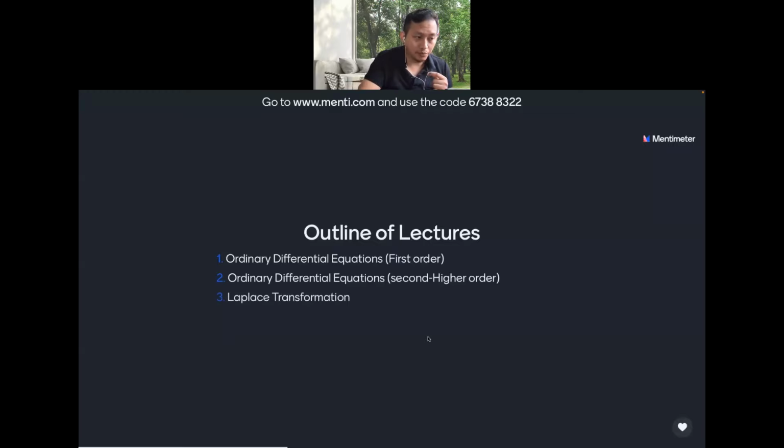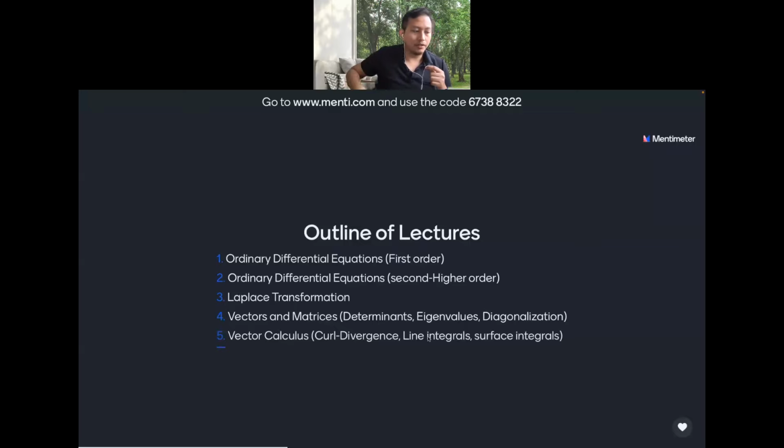The third topic is the Laplace transformations, which is related to transformations. And the fourth topic is the matrix. I will cover just a few vectors, but mostly this is about matrices: finding the determinants, eigenvalues, and eigenvectors. The last part will be vector calculus. We will learn how to take integrals in new notations, which we call line integrals and surface integrals, and later we will have the flux, the Gauss theorem, and so on.